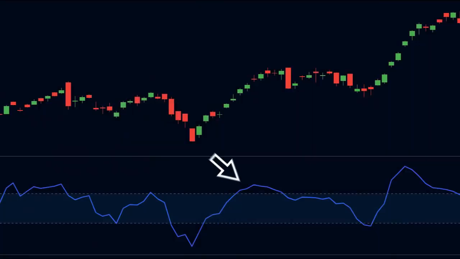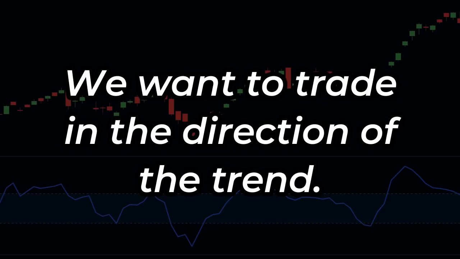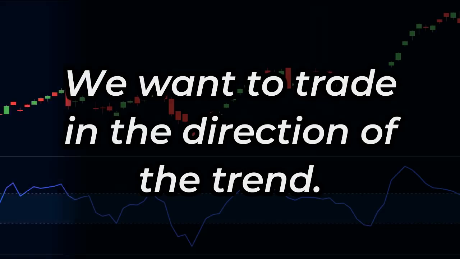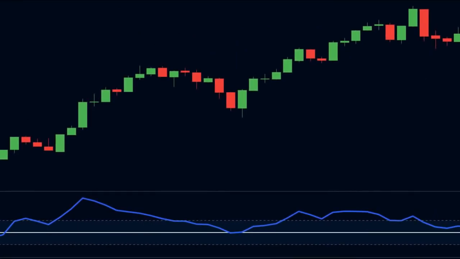This means, if the price breaks above the plus 100 line, we can enter a long trade. And if the price breaks below the minus 100 line, we can enter a short trade. This is a simple entry technique. But a point to remember here is that we want to only trade in the direction of the existing trend. Let's look at some chart examples to understand this.